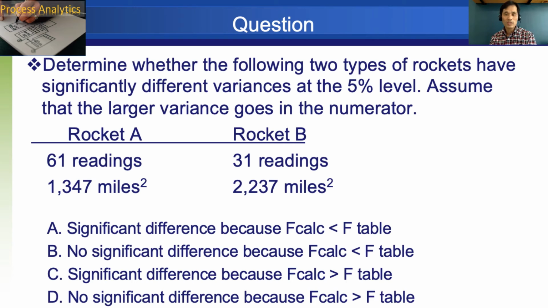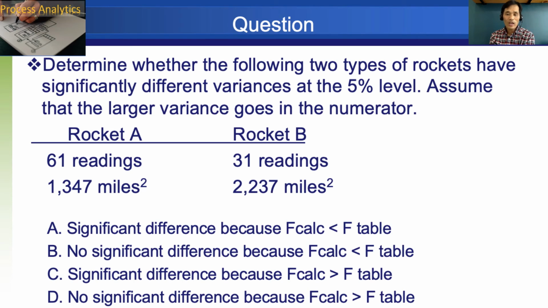you put the degrees of freedom into the table, which is F 30, 50, and 0.025, because alpha is 5% and it's a two-tailed test. You have to divide it by 2, so alpha is 0.025, and you look up the table, then you get 1.82.